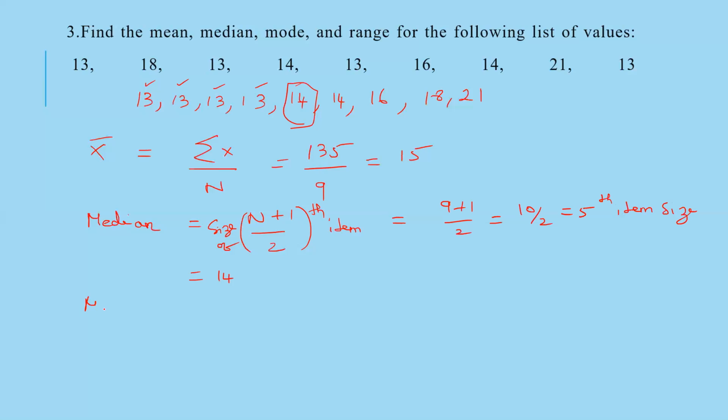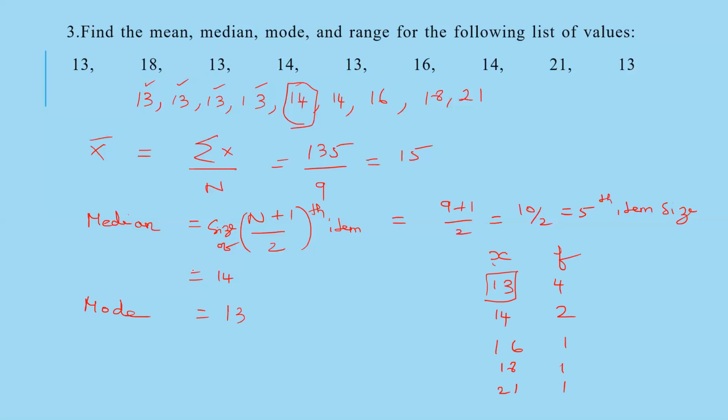Okay. And the next is mode. Mode, we know, is that number which occurs more number of times. You can calculate it in the form of a small table here, so that we have x values 13, 14, 16, 18 and 21, and frequency: 13 occurs 4 times, 14 occurs 2 times, 16 occurs once, 18 occurs once, 21 occurs once. So which value has the highest frequency? 13. So mode is 13.